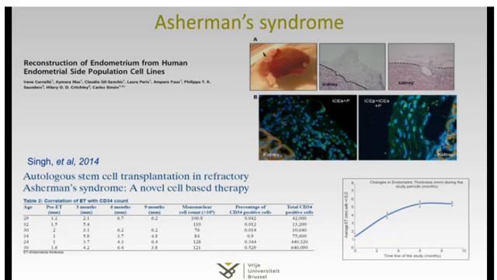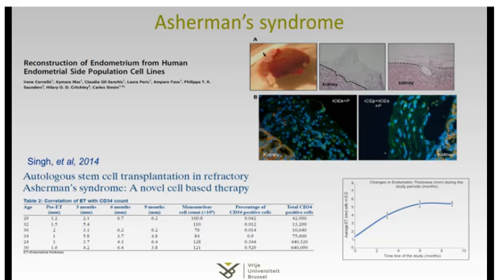Now, the first paper, this is a paper from the group of Carlos Simon, and it shows the reconstruction of endometrial tissue from human endometrial side population cell lines. So the side population cell line can be considered an endometrial stem cell line. They derived these cells, characterized them, and then transplanted them under the kidney capsule in mice, and then they looked at the resulting tissue that formed.